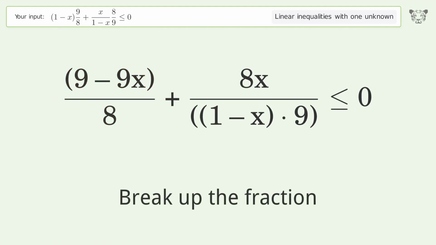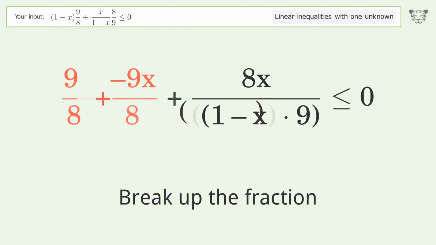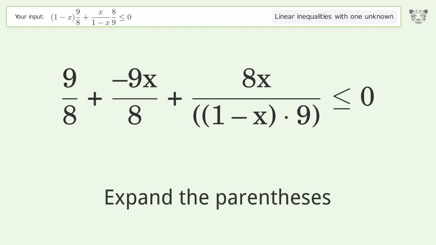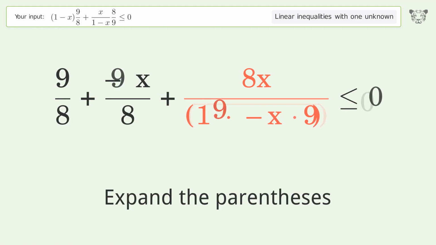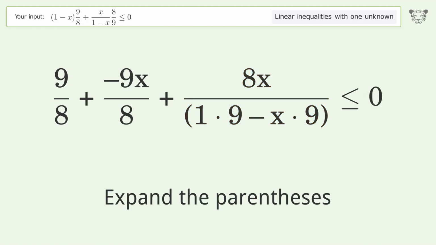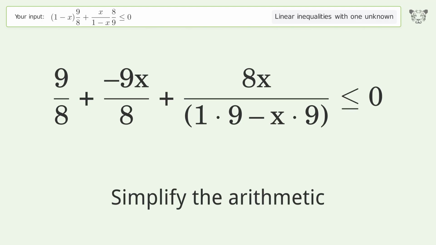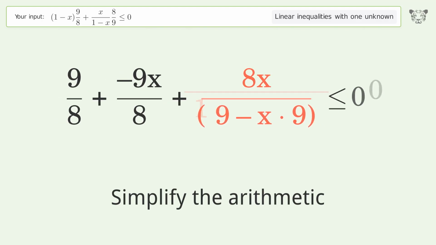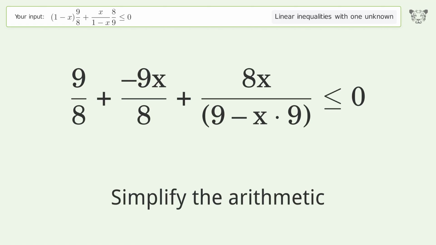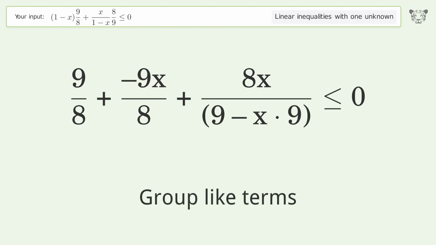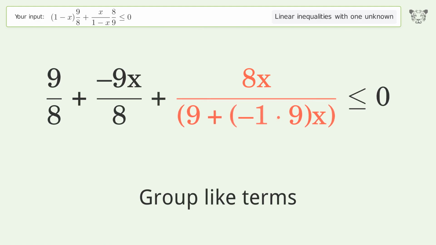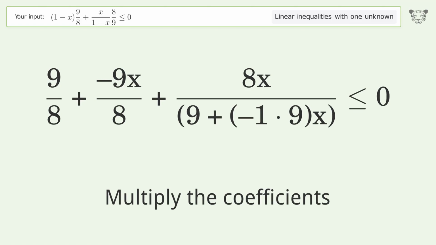Break up the fraction. Expand the parentheses. Simplify the arithmetic. Group like terms. Multiply the coefficients.